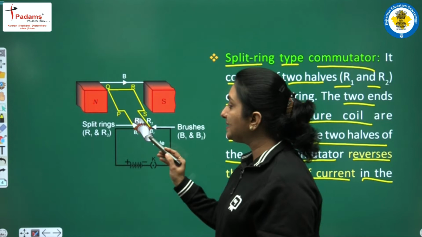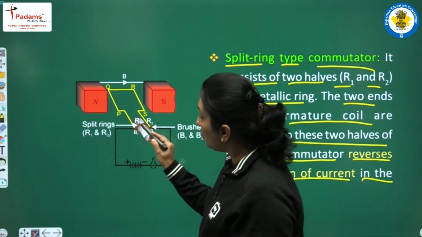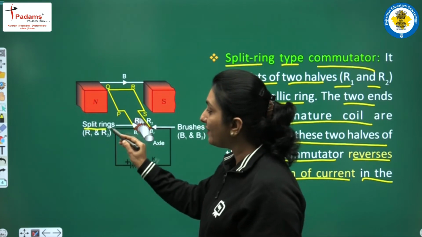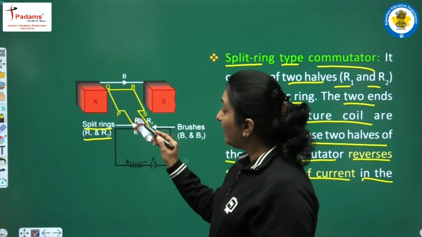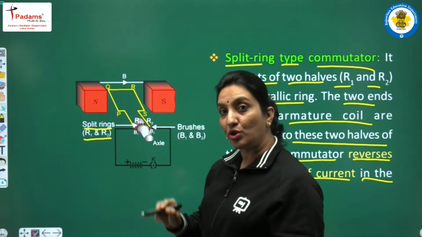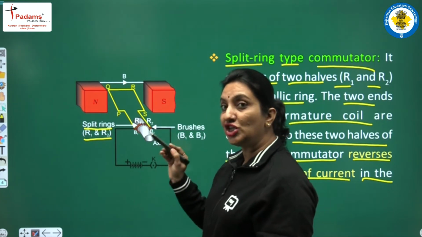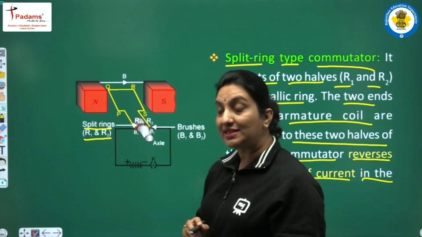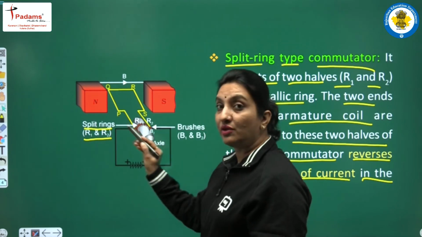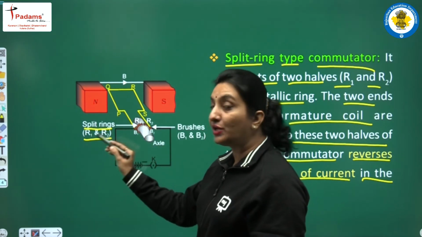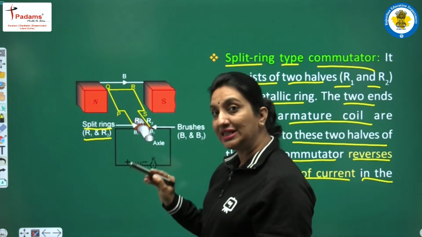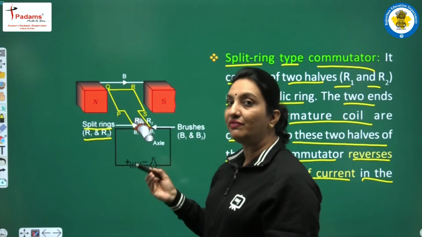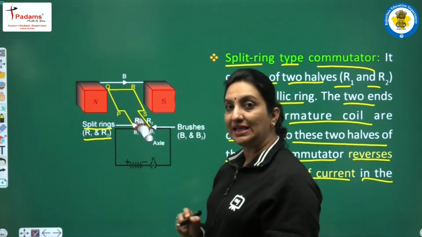Here in the figure, students, you can see there are two rings, R1 and R2. These two split rings are responsible for ensuring the change in current in this armature coil PQRS. So what is the function of these two split rings, denoted by R1 and R2? They reverse the direction of current flowing through the armature coil. This we will understand when we do the working of this electric motor.